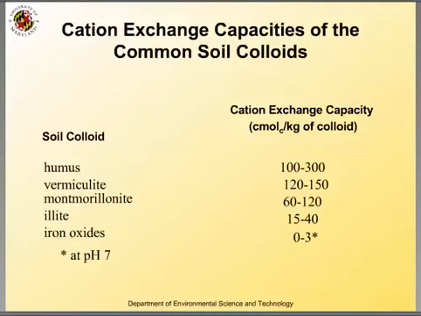in the last table. Soil colloid, that's just a term for very small clays that can stay suspended in water and demonstrate a whole array of physical characteristics. Humus is our organic colloid. Okay, then we've got 3 layer minerals, vermiculite, montmorillonite, illite, and then iron oxides.